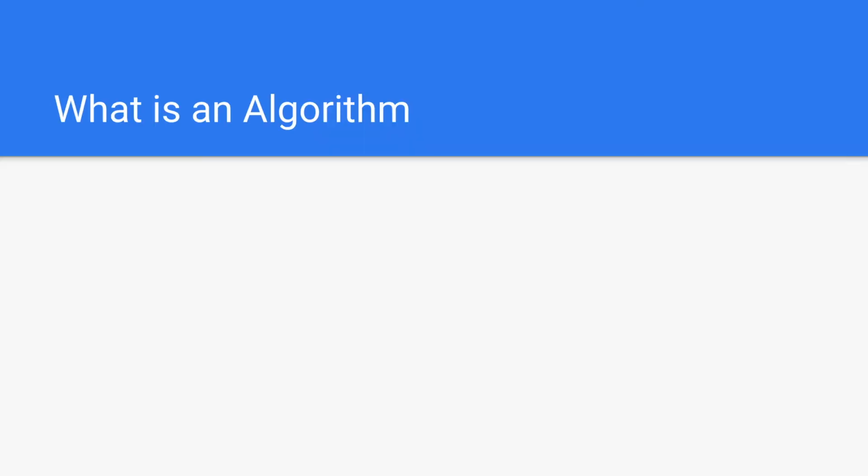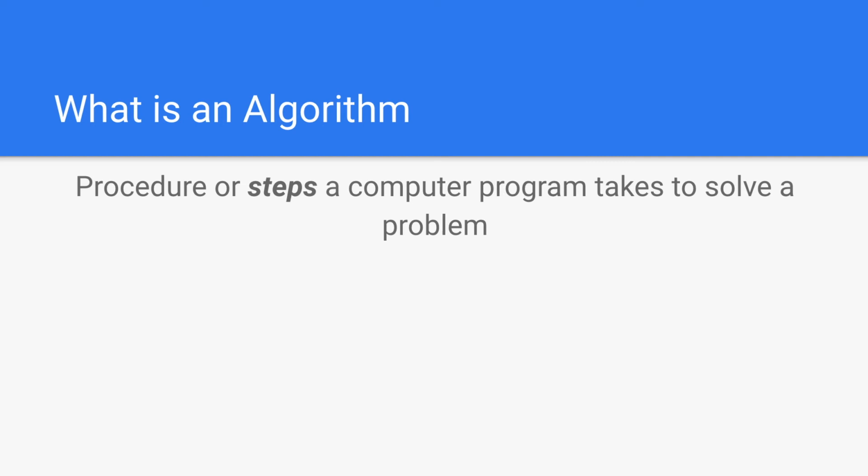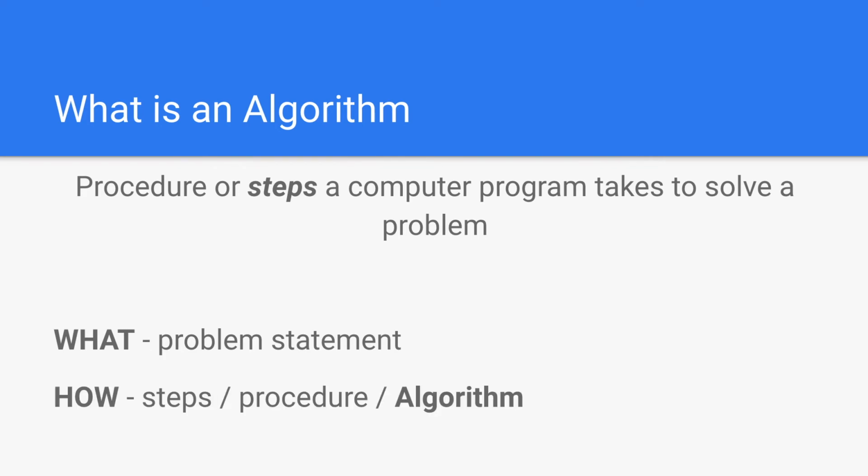Now, what does that have to do with algorithm? If this task was being performed by a computer, then the steps will just be called an algorithm. So what is an algorithm? An algorithm is just a technical term for the steps it takes a computer program to complete a task. The what in this case would be the problem statement, the problem that an algorithm is trying to solve. The how would be the steps, the procedure, the algorithm itself.